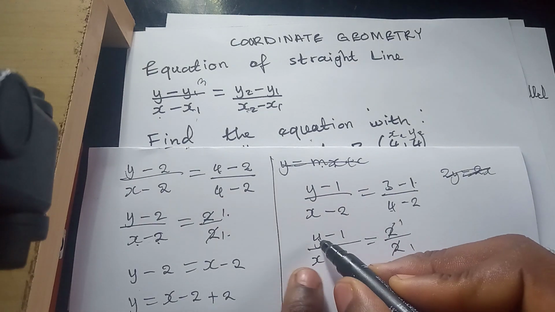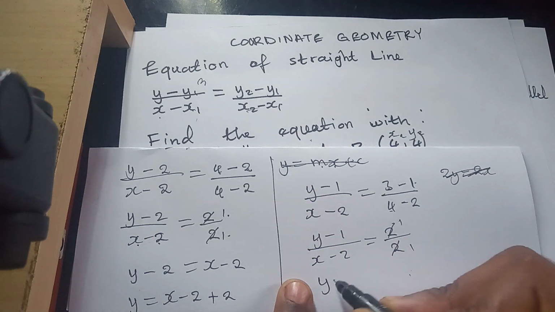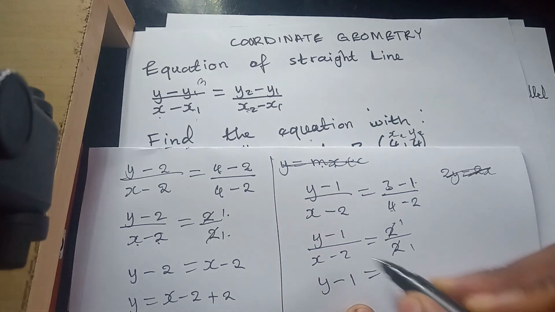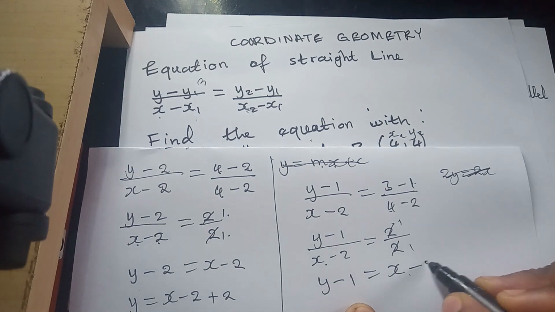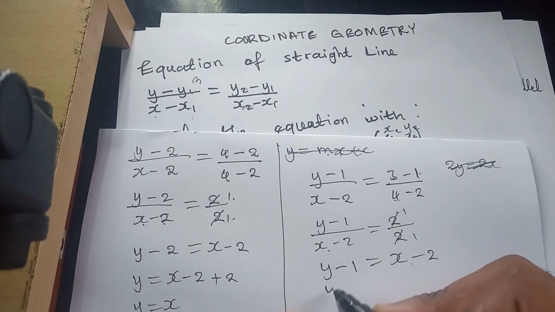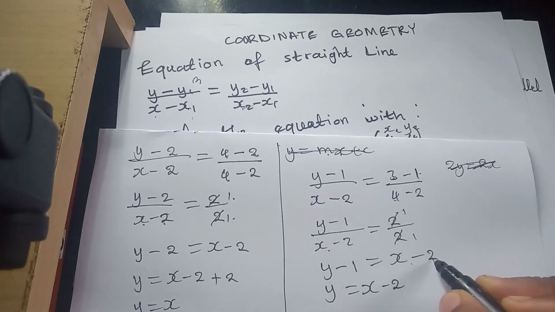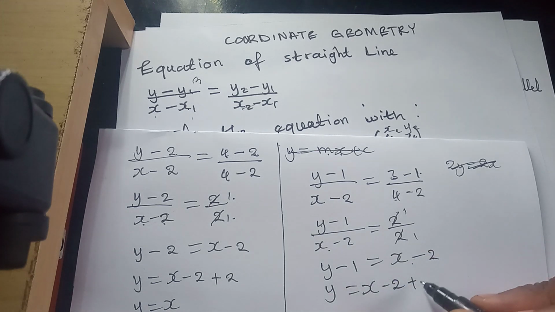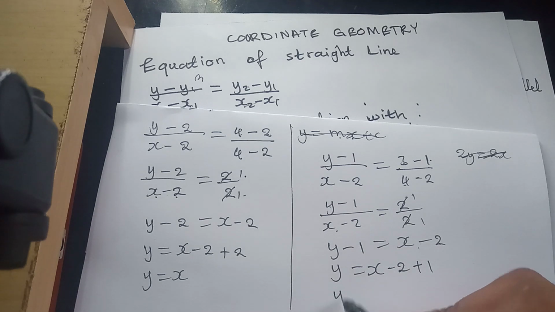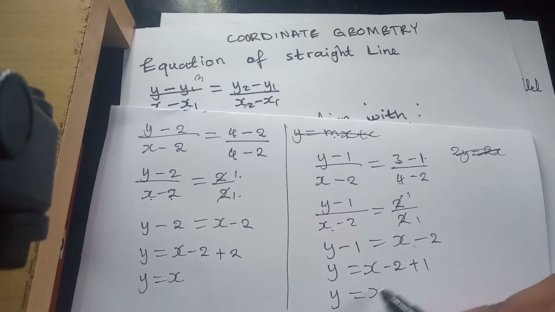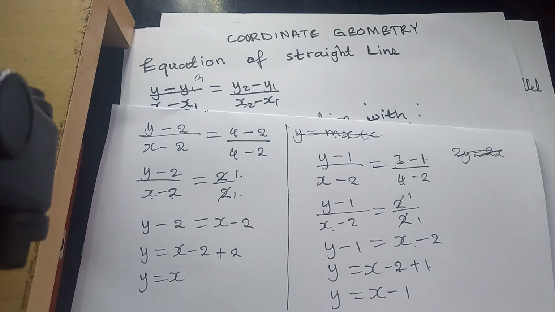So now let's cross multiply. This times this is y minus 1, then this times this is x minus 2. Then let's collect the like terms. So we have negative 2. You can take the 1 to the other side, and then you have y is equal to this minus this, which is equal to 1.